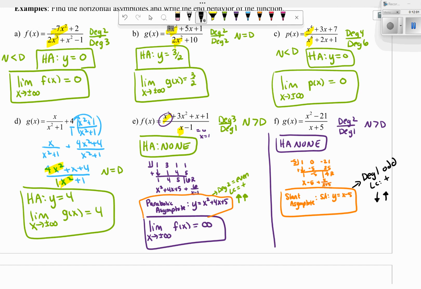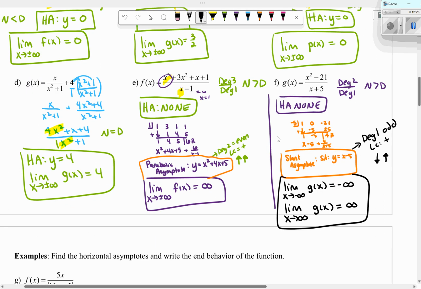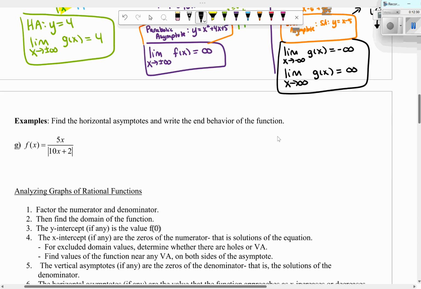So we have to write this separately. The limit as x approaches negative infinity first, because that's the left side, for g of x goes towards negative infinity. And the limit as x approaches positive infinity for g of x goes towards positive infinity. So that's just to remind you guys of last year and how to find the horizontal asymptotes of your graph.